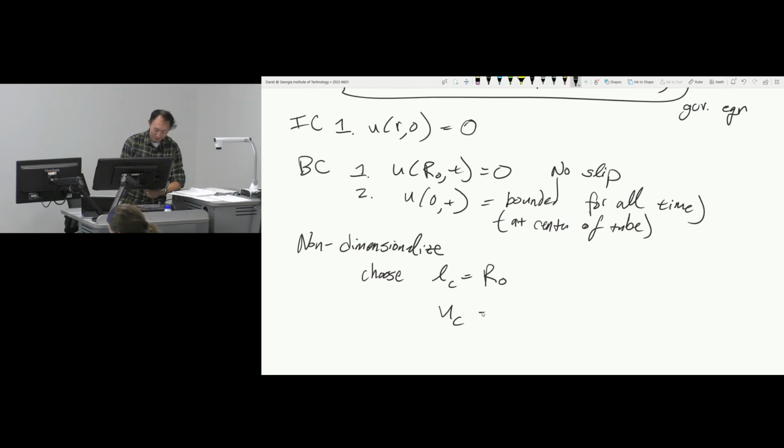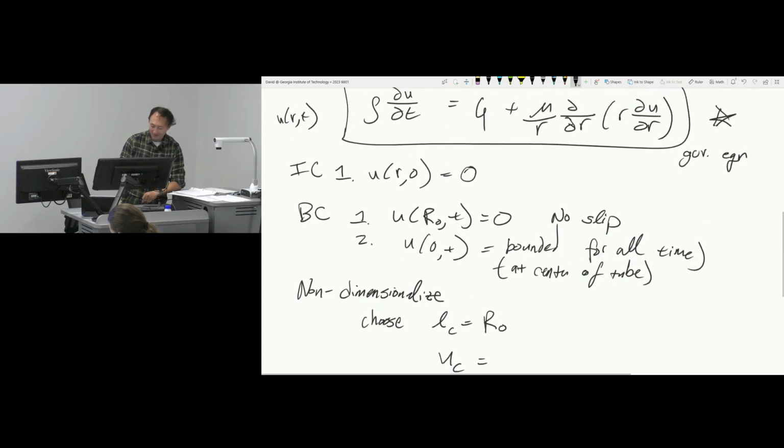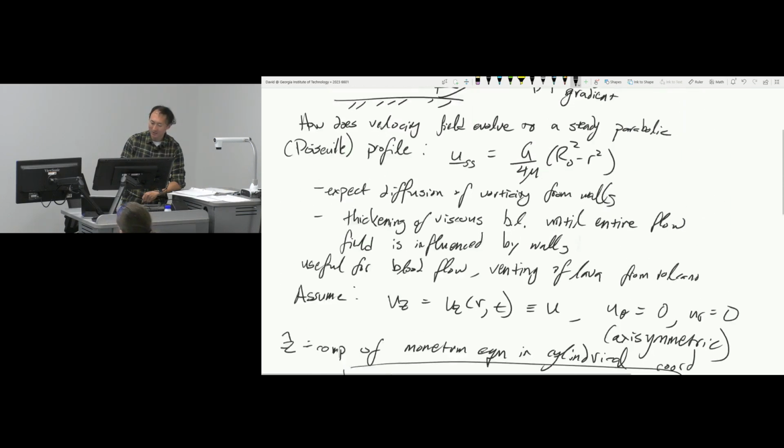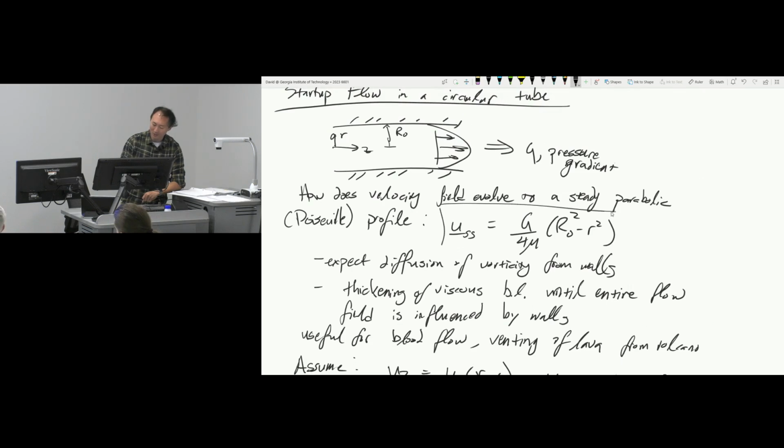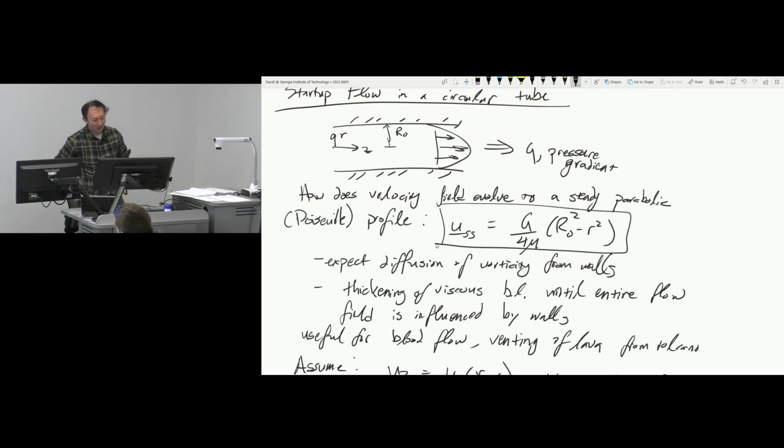All right. The velocity scale. Let's look at what the steady state solution looks like. Let's just box this too, because this is the only thing we know about the problem. If I were to guess a velocity scale, what would it look like?